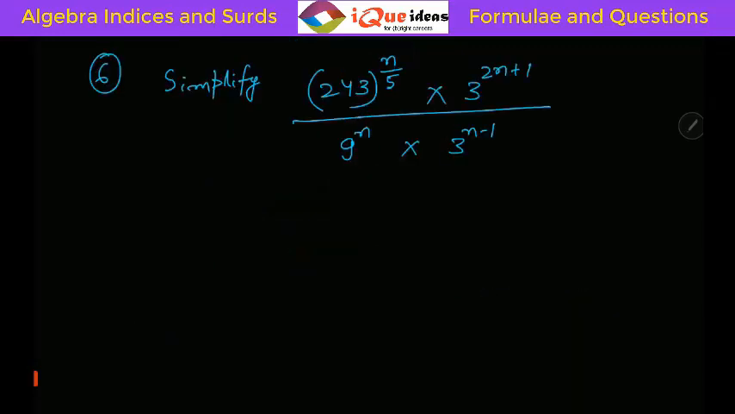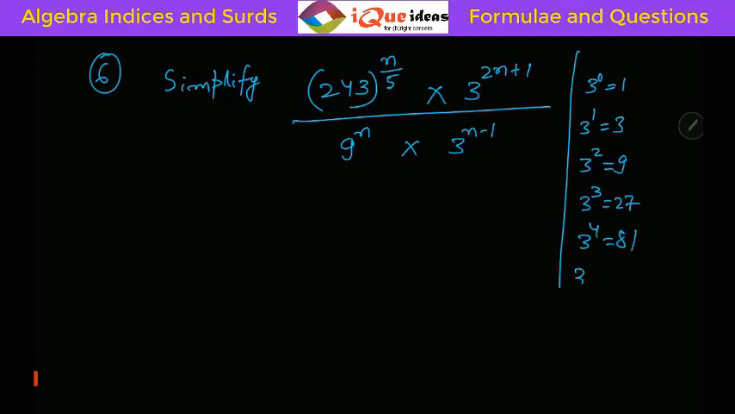Right. Now the next question, it says simplify this expression. Here we will be using the powers of 3. If you remember, 3 raised to the power 0 is 1, 3 raised to the power 1 is 3, 3 raised to the power 2 is 9, 3 raised to the power 3 is 27, 3 raised to the power 4 is 81, 3 raised to the power 5 is 243. In exam, you don't have to write all these values. You can just see directly, that's why I have written the values here. Now let's look at this expression.